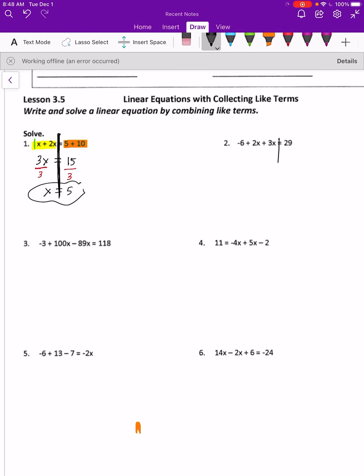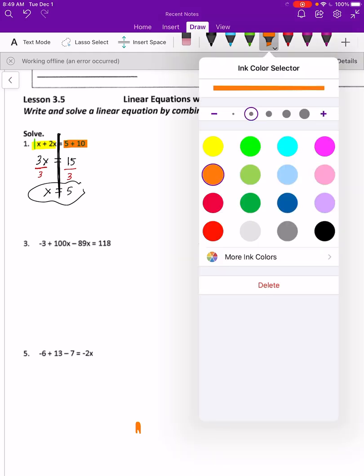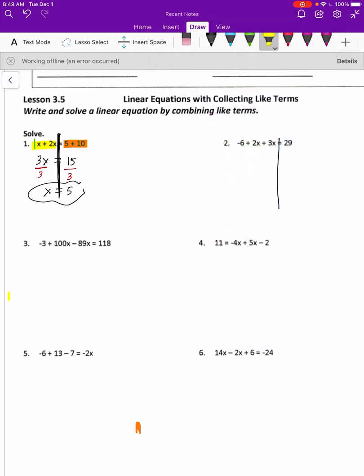All right, next one, number 2. I'm going to draw a line down the center. I'm going to look on one side and then the other and collect like terms. Over here I have a 2x and a 3x, so I'm going to combine those together. So I have negative 6 plus 5x equals 29. There are no other like terms to collect on one side or the other. So now I'm going to take care of this two-step equation.